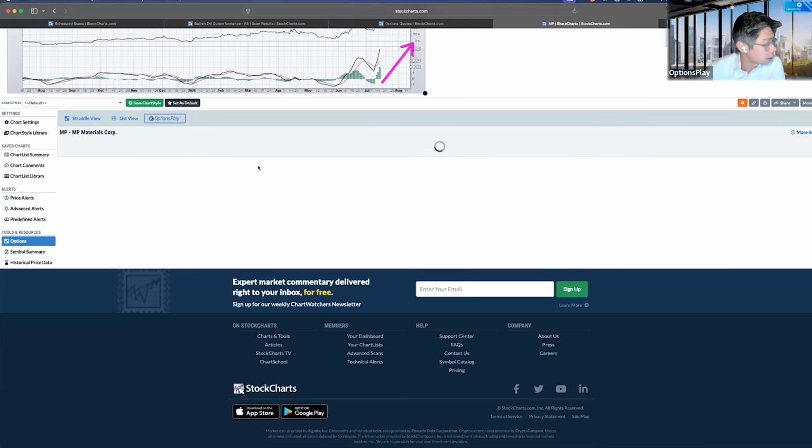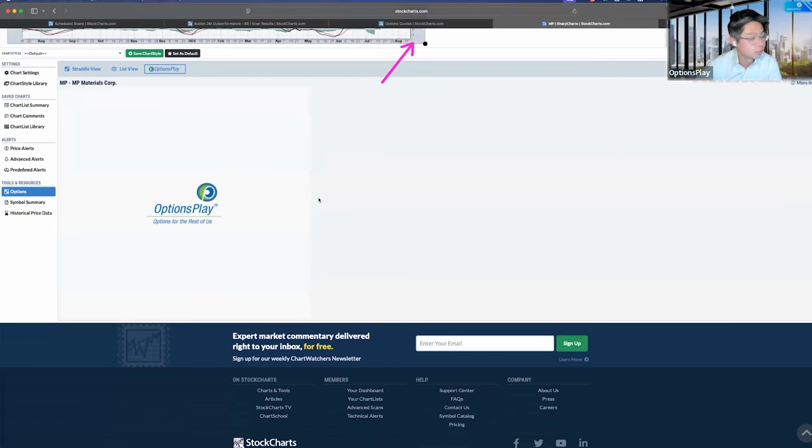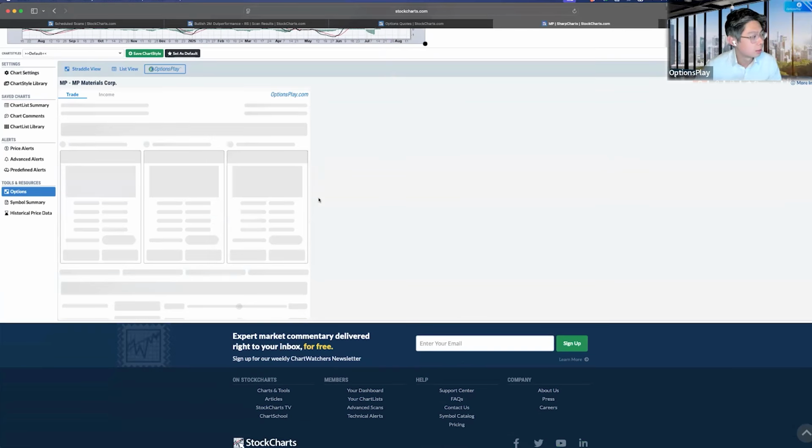Call options really look pretty terrible on this right now. But if you're convinced the stock is heading higher, it doesn't matter that call options are really expensive. You're going to buy it anyway, right? So it's a matter of conviction, in my opinion, rather than a specific minimum.